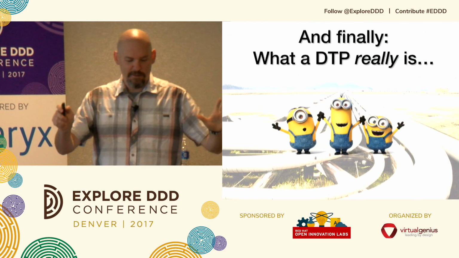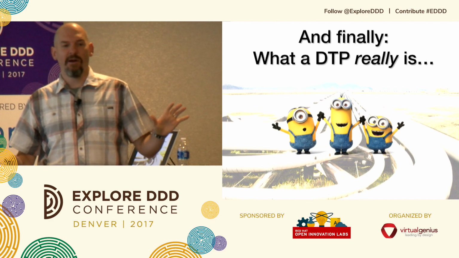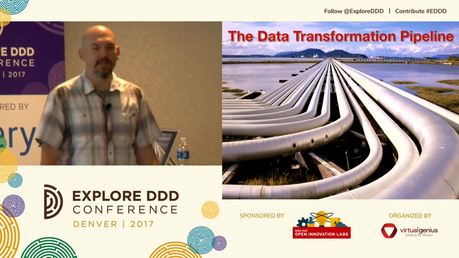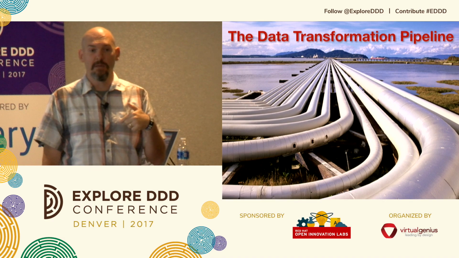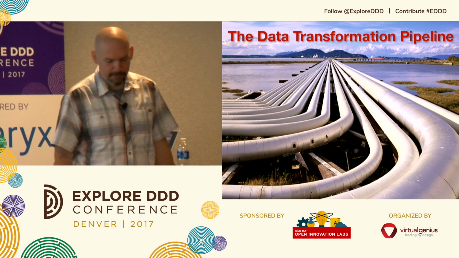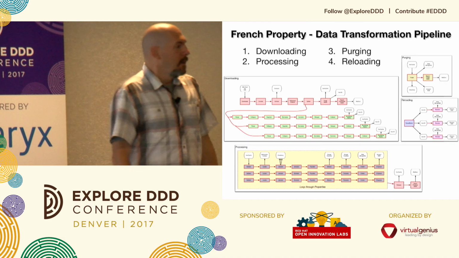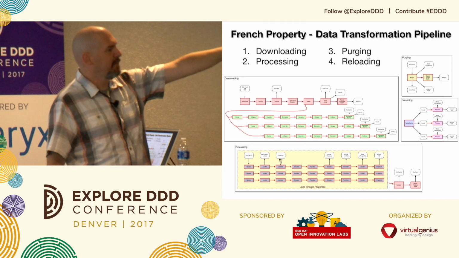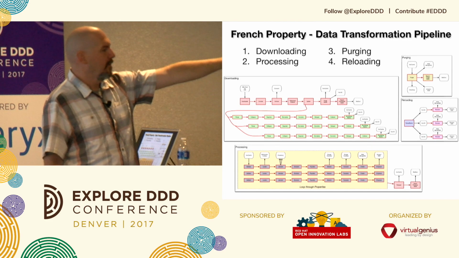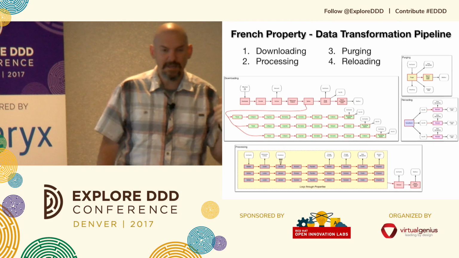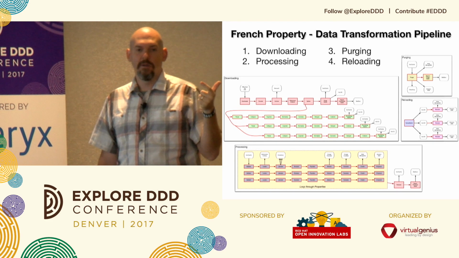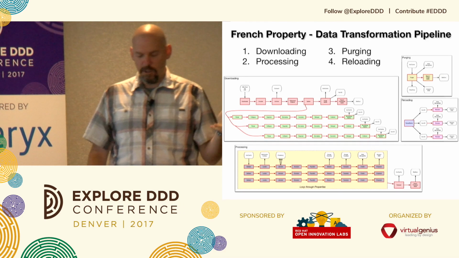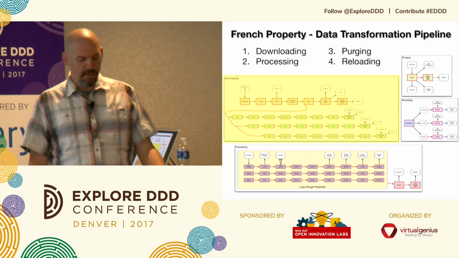So finally, what a DTP really is. Now I've set the background. Let me explain what this data transformation pipeline means to me in the context of this project. So this is the big diagram of the data transformation pipeline for French property. There are 4 pieces to it: the downloader, the processor, the purger, and the reloader. I'm going to zoom in on each of these.